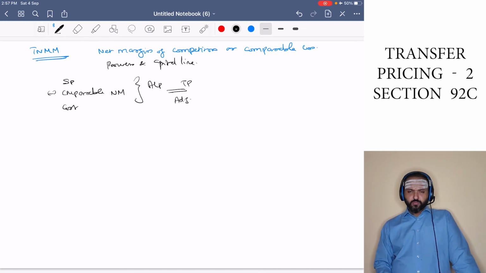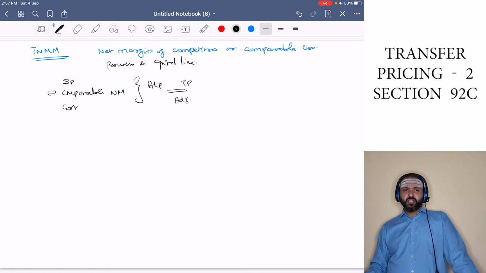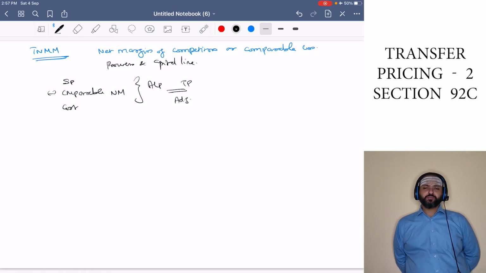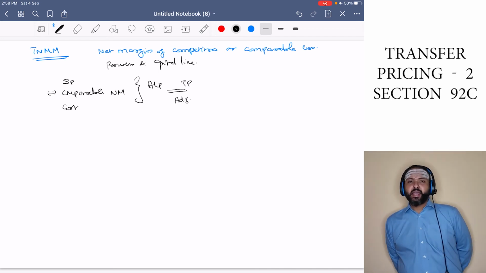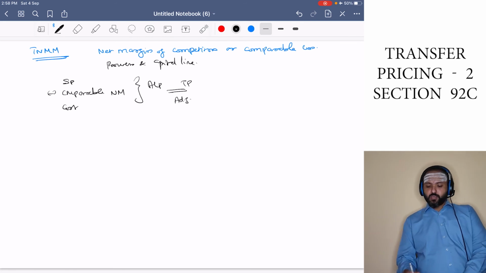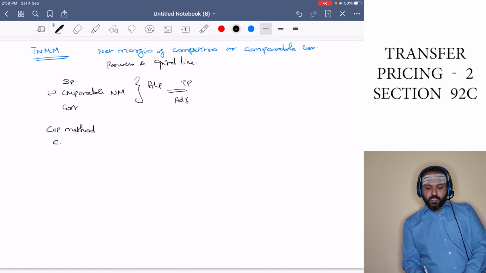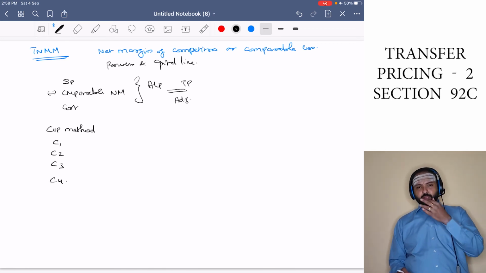So this is what happens under the transactional net margin method. Okay, so now the next issue is that, sir, you have told four methods where we have specific ways of ascertaining what is the arm's length price. So suppose my company has four comparable companies. Okay, so my company, I am comparing it with four relevant companies for the purpose of transfer pricing study. Okay, and I am resorting to CUP method. So I am using CUP method, and company 1, company 2, company 3, and company 4. There are four companies.